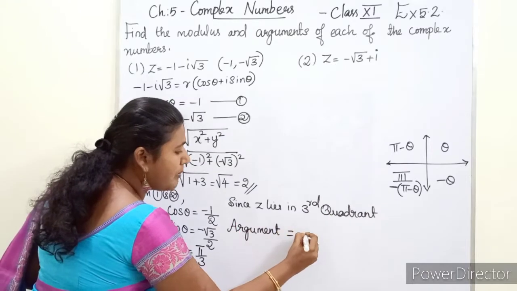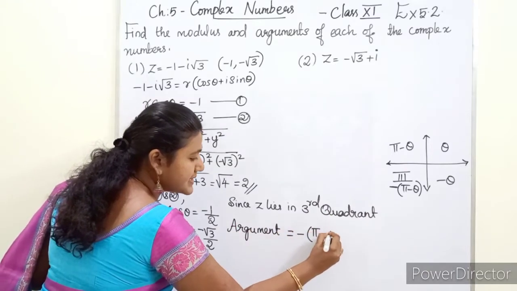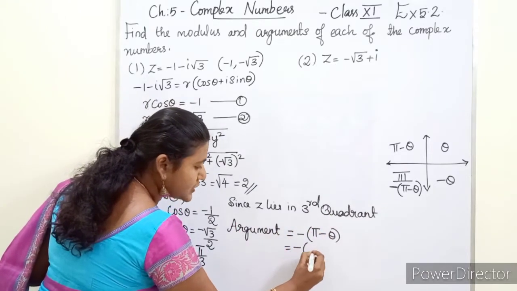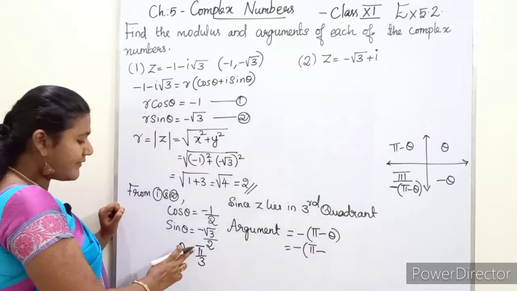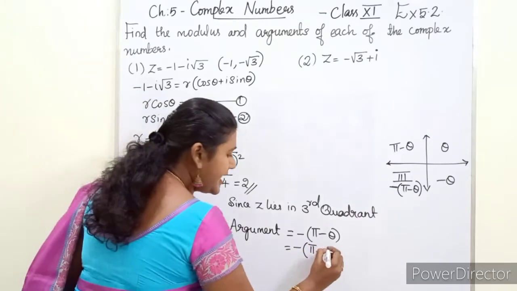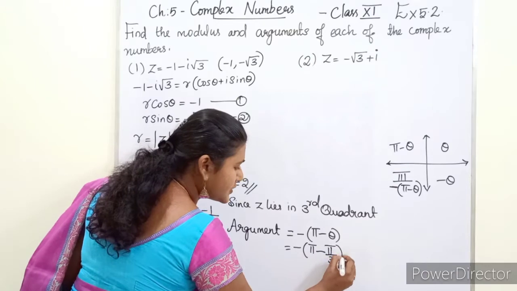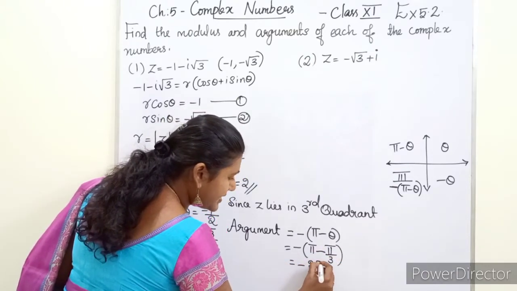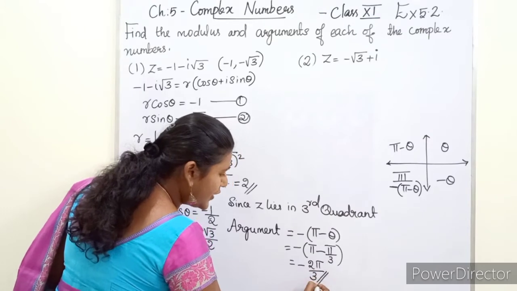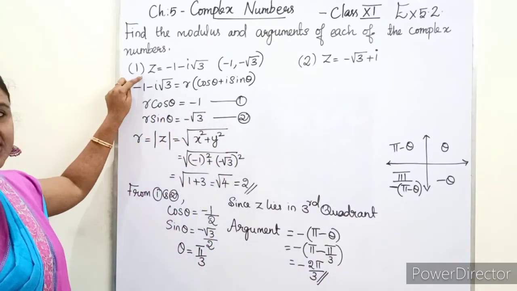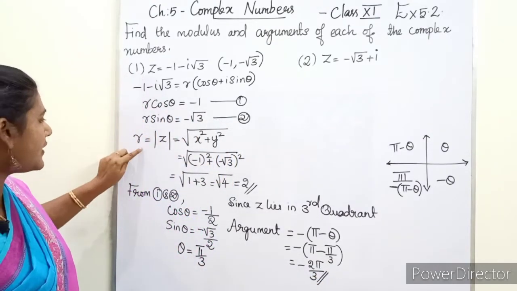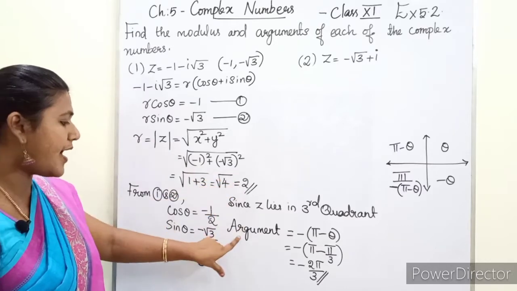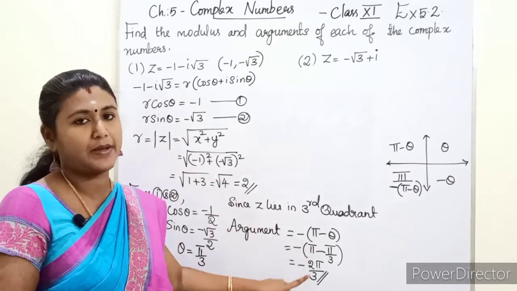the argument is equal to minus of pi minus theta. That is minus of pi minus, the value of theta is pi by 3. When we simplify, we get minus 2 pi by 3. So we got the modulus and the argument of the first complex number. The modulus value is 2 and the argument is minus 2 pi by 3.